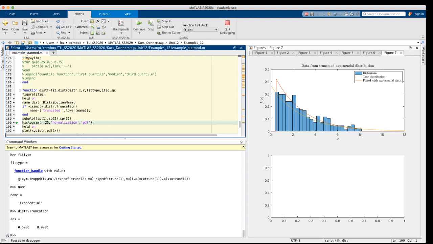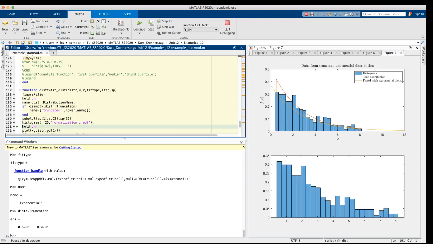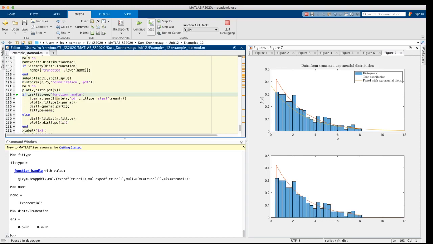So we now histogram the data again. Please note the normalization of the histogram. It's normalized in such a way that it looks like a PDF, which means that its integral is 1. Now we plot the PDF of the truncated exponential distribution. This is the one from which the data were generated.